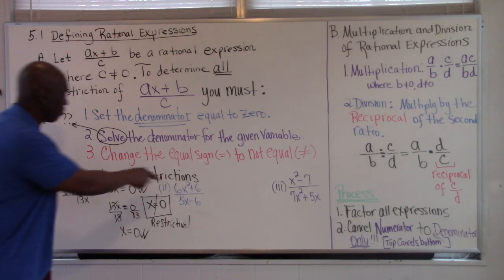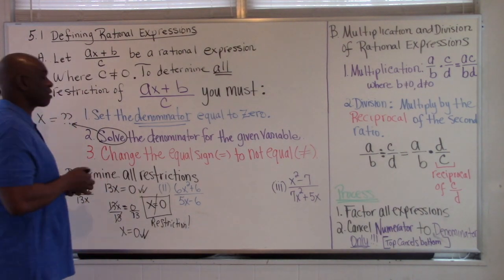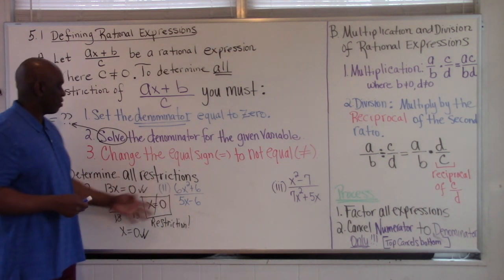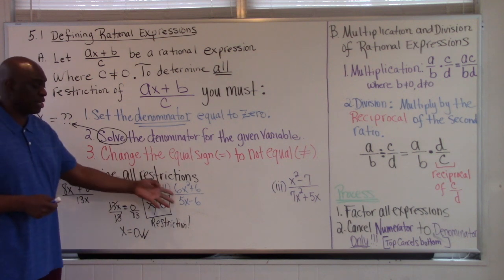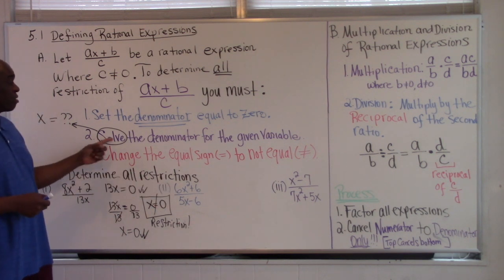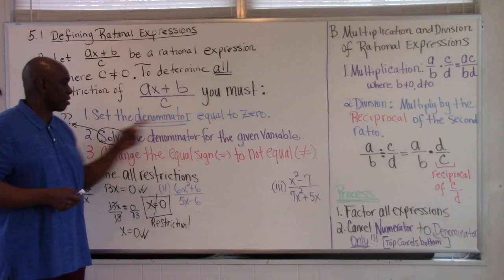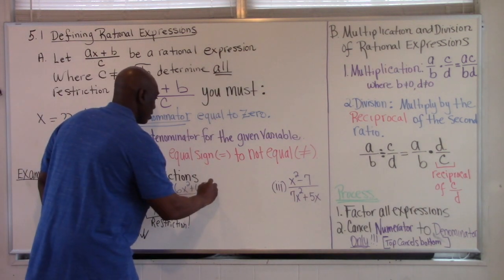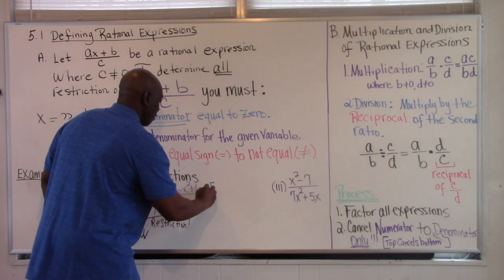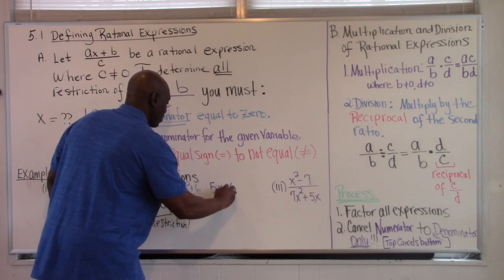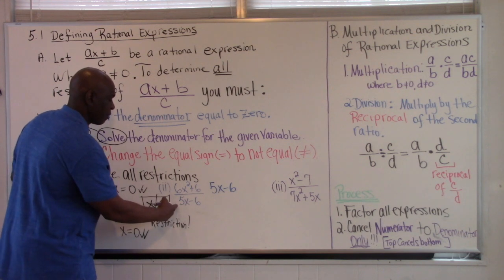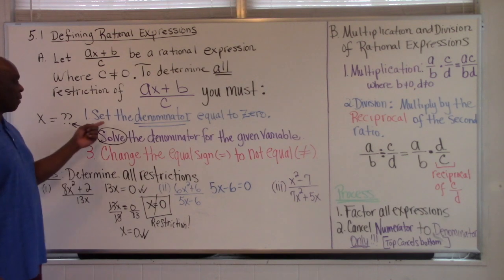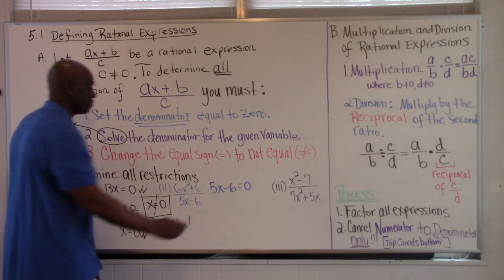(6x squared + 6) divided by (5x - 6). Same process. All right. Determine all restrictions. Here we go. Step 1. Set the denominator equal to 0. Here we go. So we're going to have 5x - 6, that's our denominator, equals 0. Step 1 is done. Check.